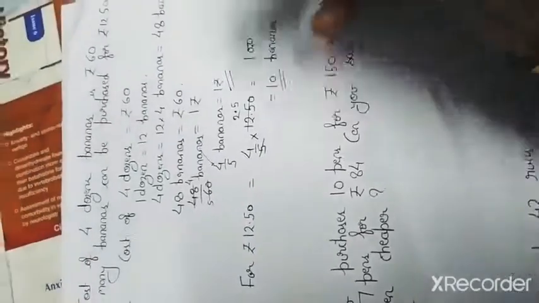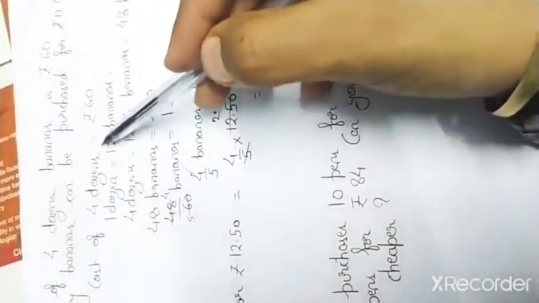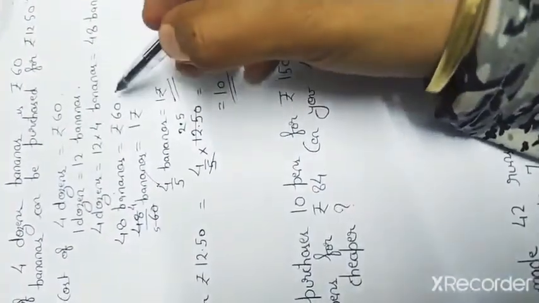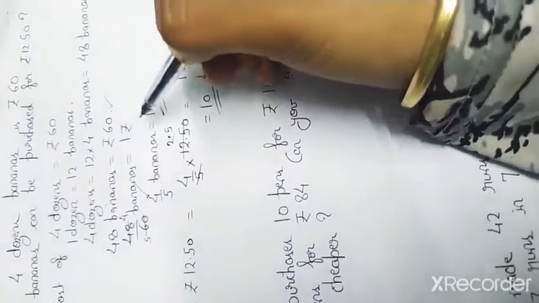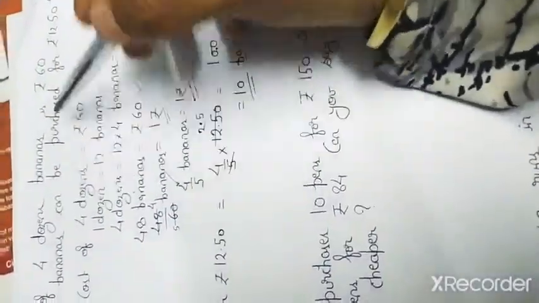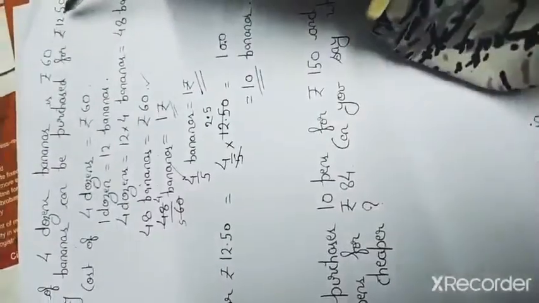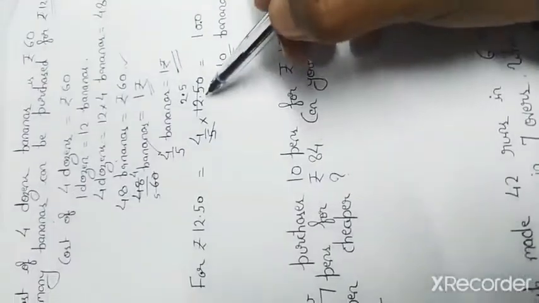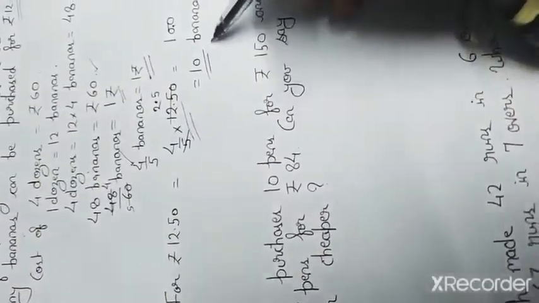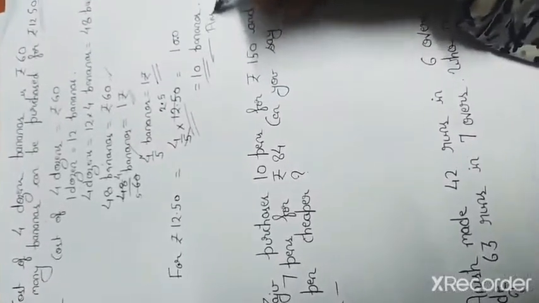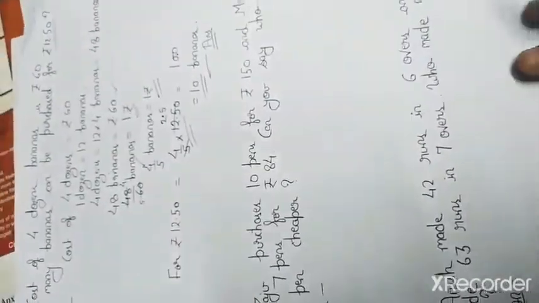So, what I have done here, since the cost of 4 dozens of bananas is given, means 48 bananas, we can purchase it for rupees 60. Okay, we find it out for 1 rupee because we have to find out the number of bananas for 12.50 rupees. So, after multiplying it by 12.50, we got 10 bananas as the answer. Okay. Now, let's move to question number 10.